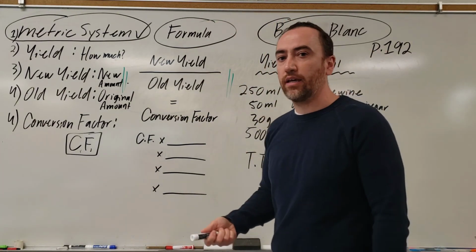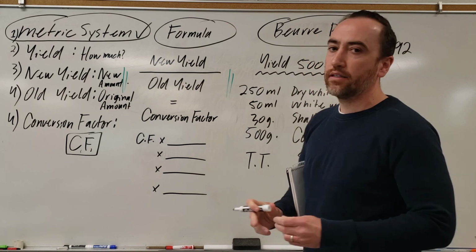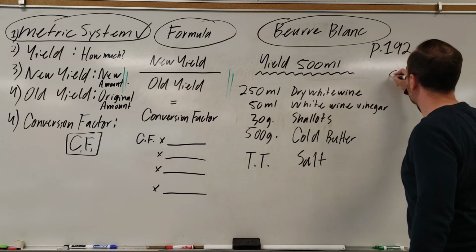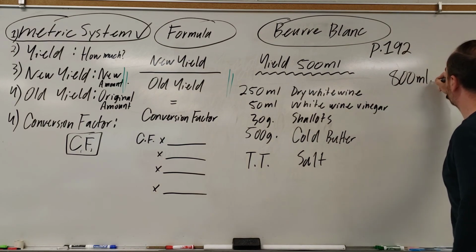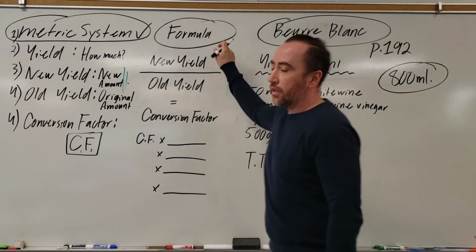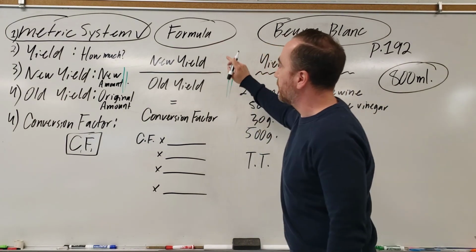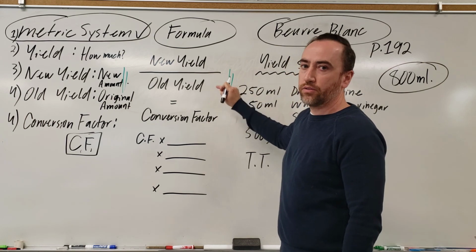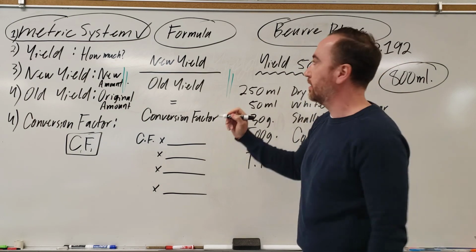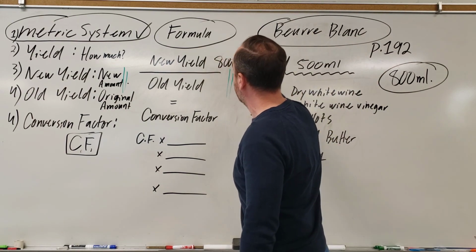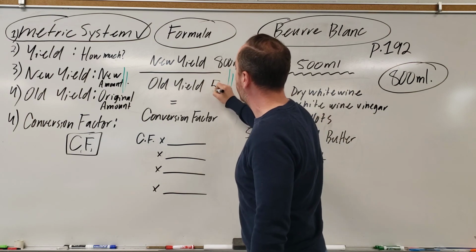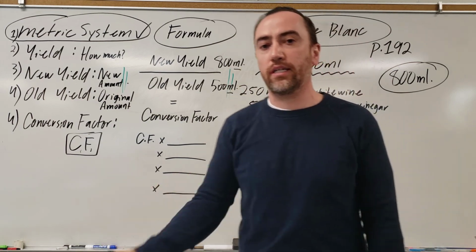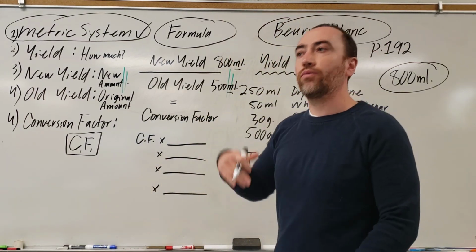So, just for argument's sake, let's make our new yield, the new amount that we want to make, 800 milliliters. Let's go over here. Formula, okay? This is what you need to do. New yield divided by the old yield equals a conversion factor. So in this case, new yield is going to be 800 milliliters divided by 500 milliliters. Notice that both of these are in milliliters. So it's really easy. We don't need an extra step.